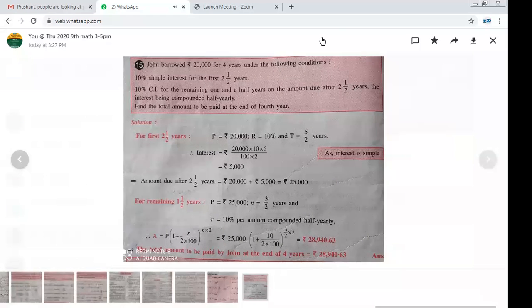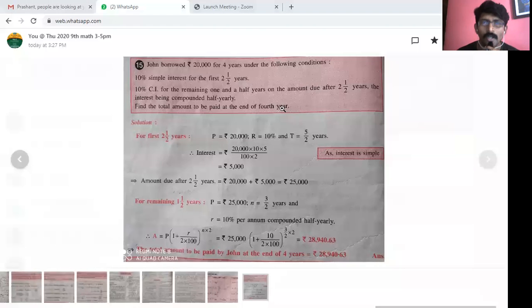Okay, students. We will see a sum based on that. Now, what is the sum? John borrowed rupees 20,000 for 4 years under the following condition. John is borrowing rupees 20,000, that means the principal is rupees 20,000, at the rate of 10% simple interest for the first 2.5 years and 10% compound interest for the remaining 1.5 years. And the amount due after 2.5 years is the interest being compounded half yearly. Find the total amount to be paid at the end of the 4th year.